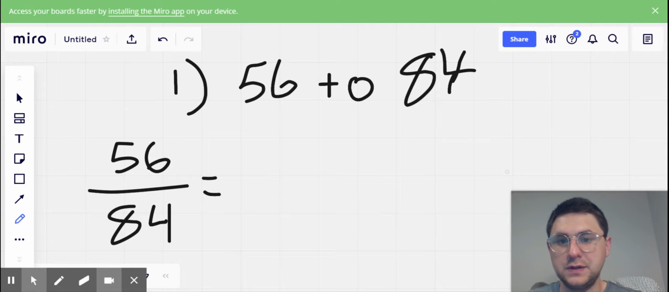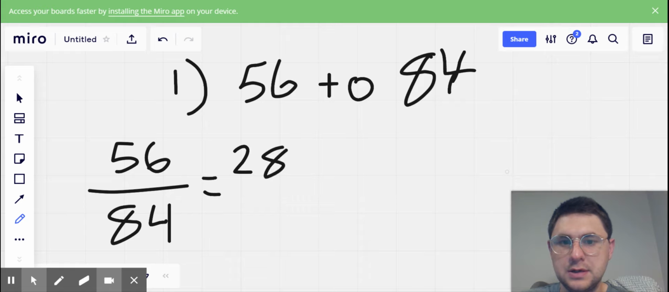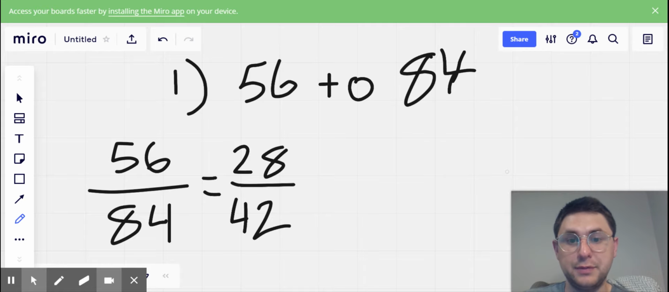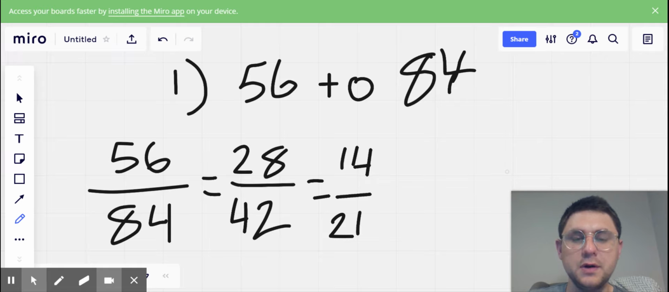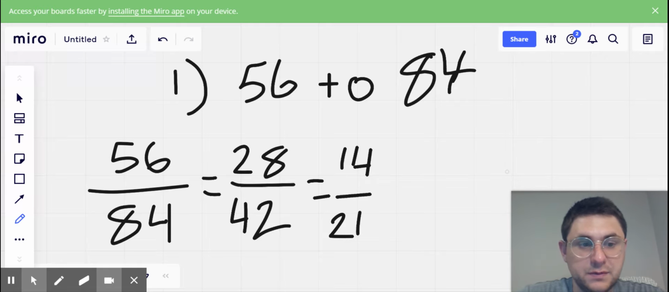These are divisible by 2. So 56 divided by 2 is 28. And then 84 divided by 2 is 42. Right, these again are divisible by 2, so I'm going to go ahead and do that again. 28 divided by 2 is 14. And then 42 divided by 2 is 21. Right? So then these are some more odd numbers. They're not divisible by 2.